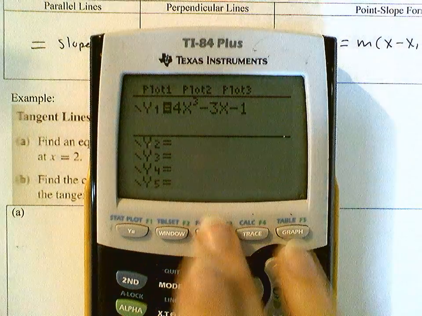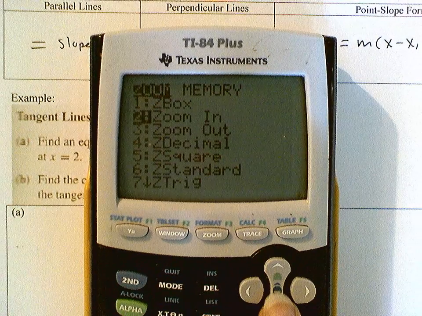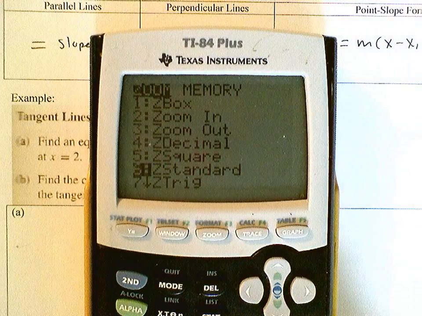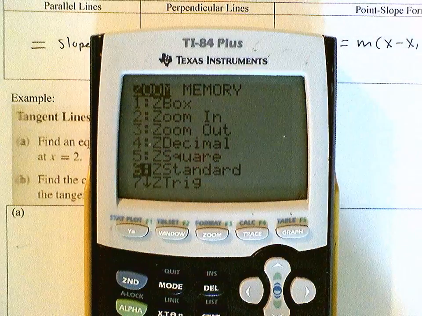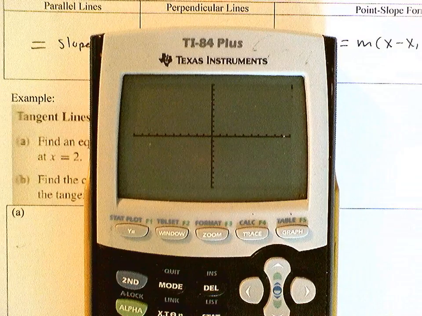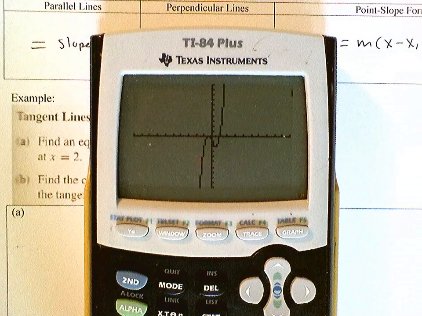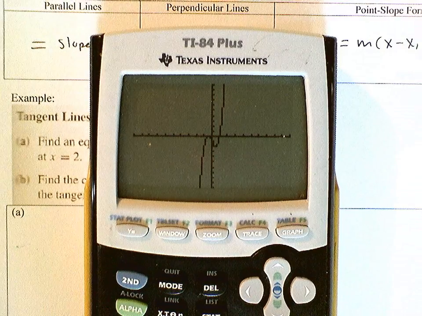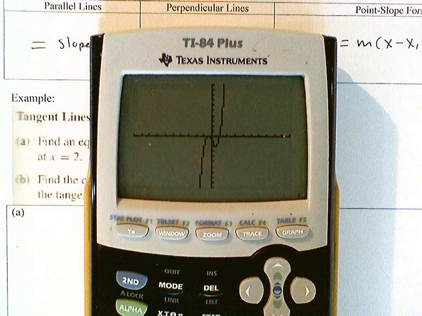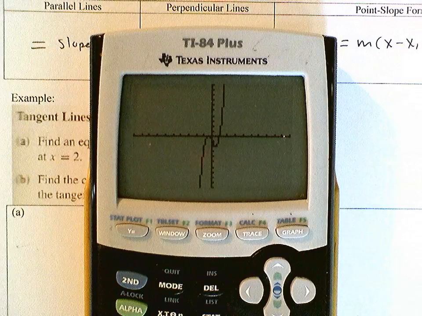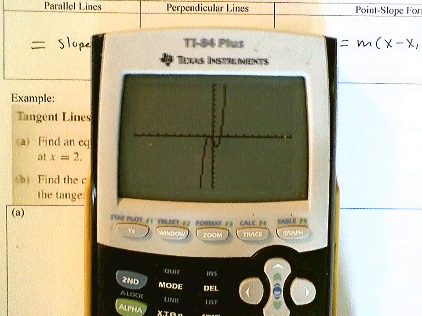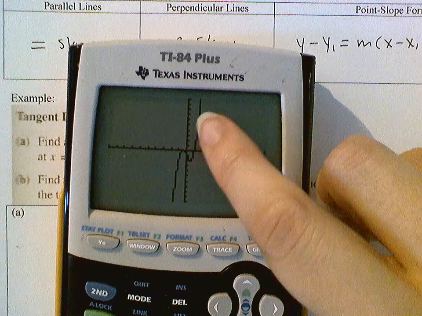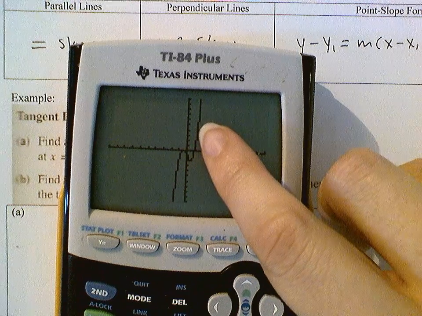Okay? And let's graph this just in a standard window. So a 10 by 10 window, if you go down to zoom, zoom and then 6, that'll give you a standard window, which is 10 by 10. Okay, so that's the graph we're working with, classic cubic. And at the x value 2, the input value 2, which is about right there, the point that corresponds to the graph is up there.